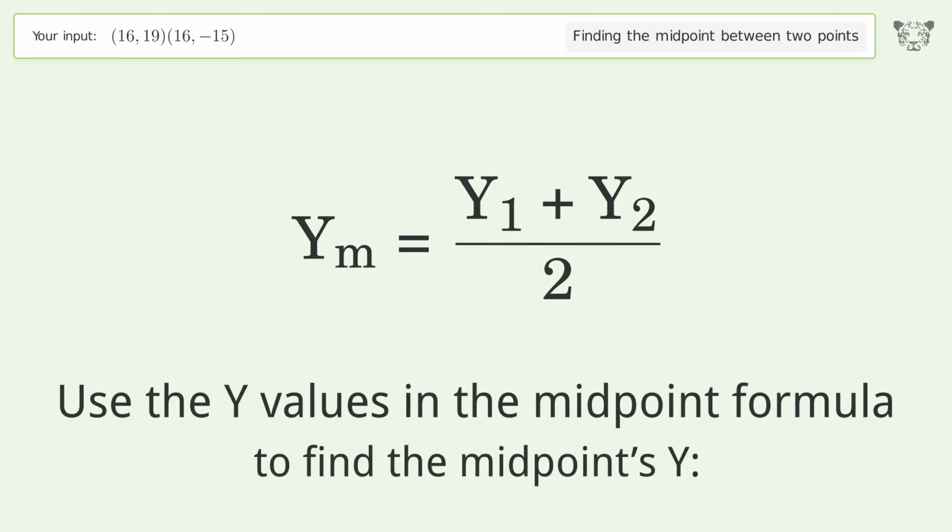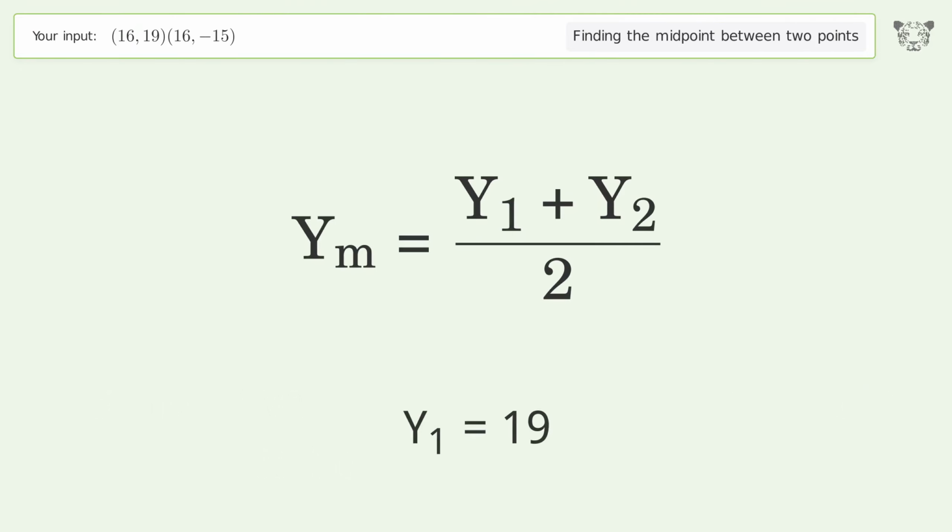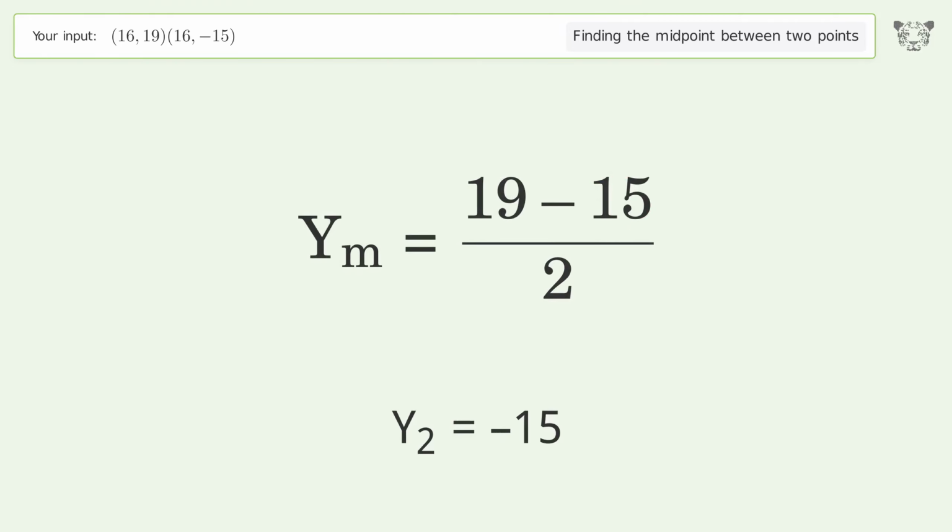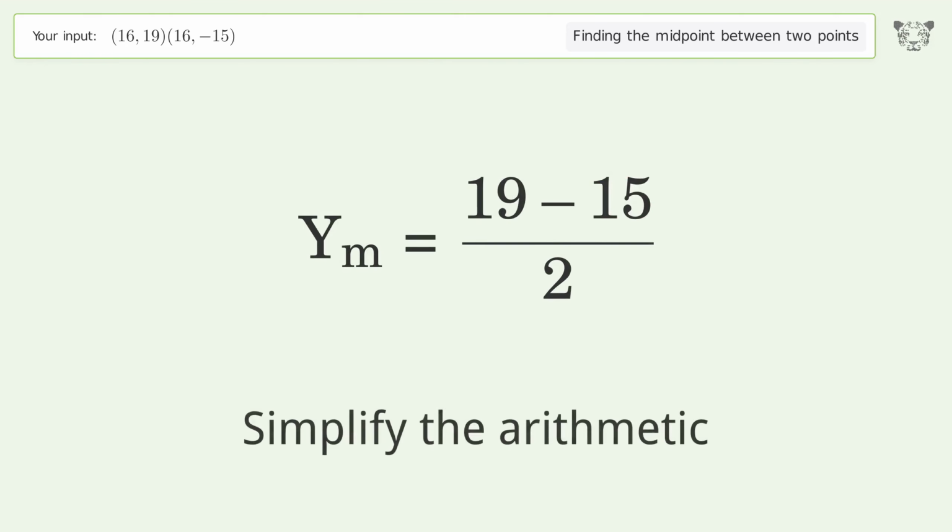Use the y values in the midpoint formula to find the midpoints y. y1 equals 19. y2 equals negative 15. Simplify the arithmetic.